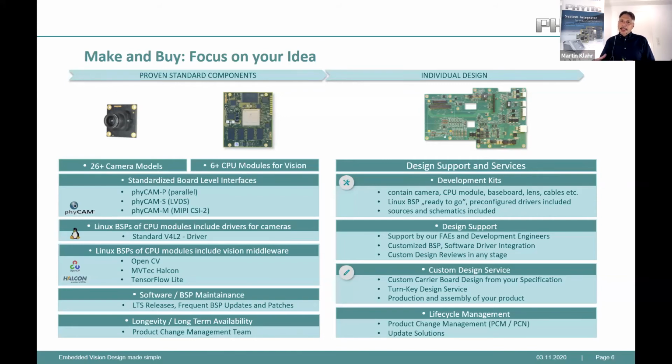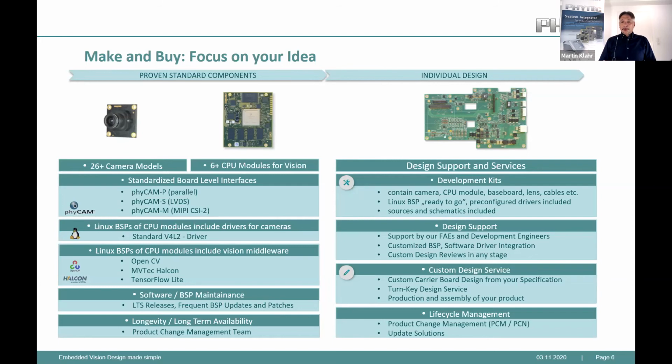If you are the maker type and want to design your application board on your own, the best way to start would be buying a development kit, which contains the camera, computer module, baseboard, and the complete software ecosystem. And our kits also include all the information that you need for designing your own application board. That's the schematic of the computer module, the schematics of the baseboard, application design guide, and so on.